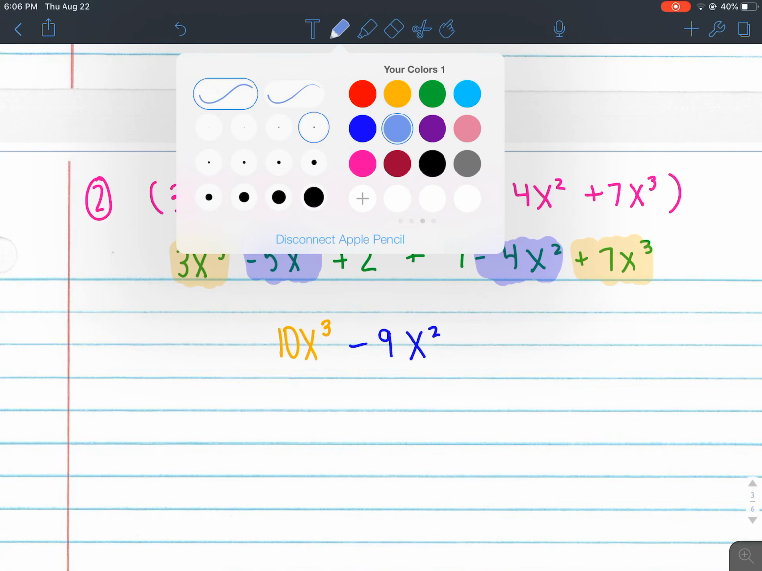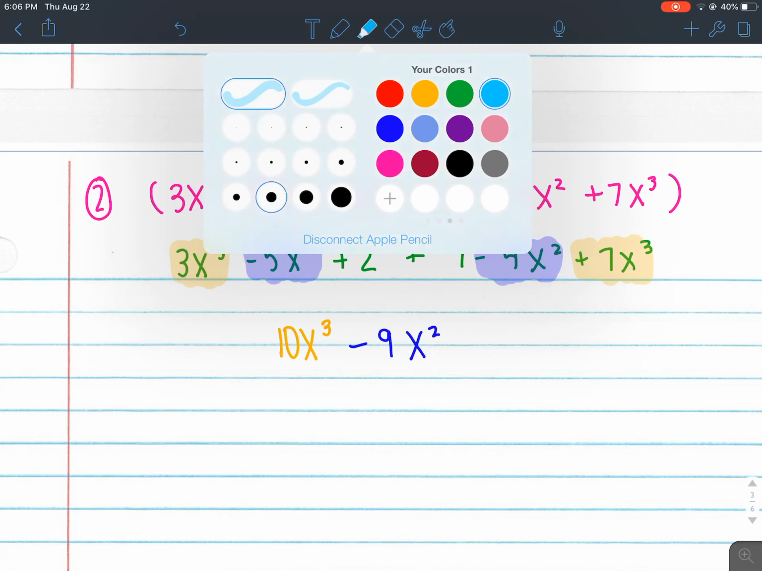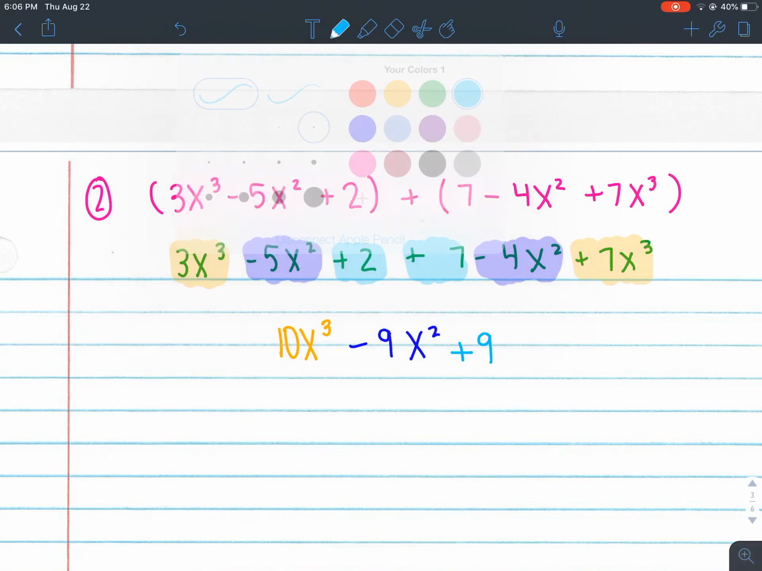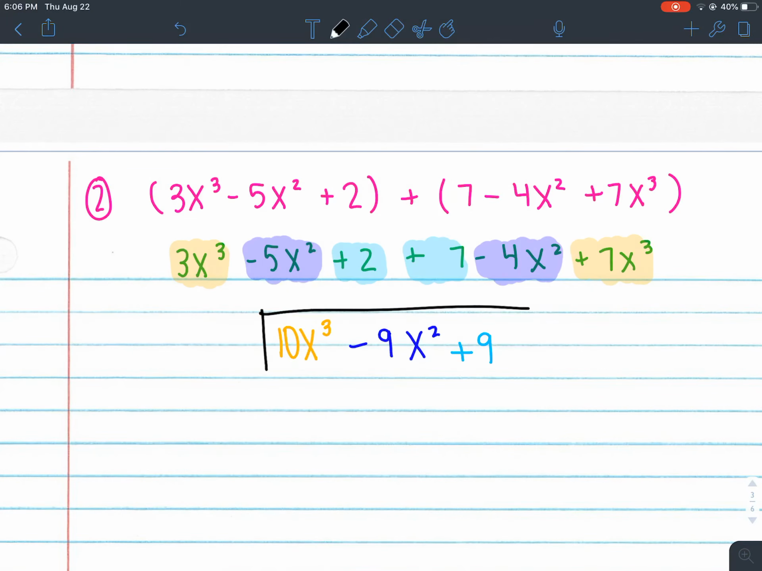What color should I do? Let's do baby blue. Okay, now I have 2 plus 7, and that's going to give me positive 9. So this would be my final expression here. I've combined all of my like terms.